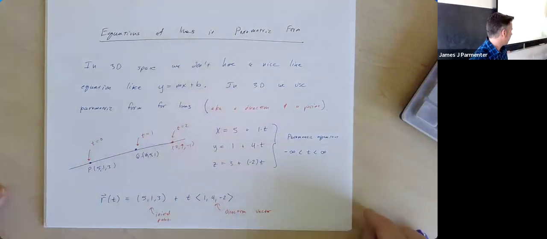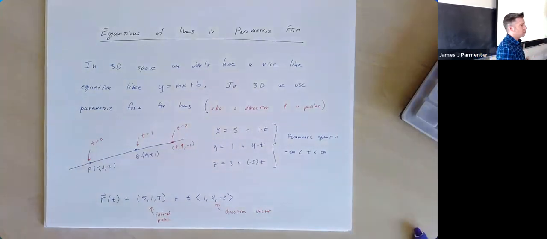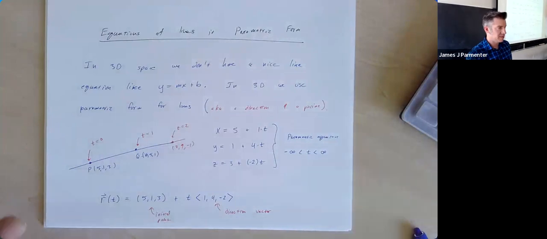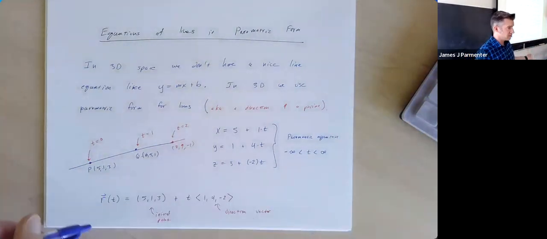Why is it not 100% correct? Because it's not a unit vector, but who really cares? It's still telling us the direction that the line is pointing in, even though it's not a unit vector.